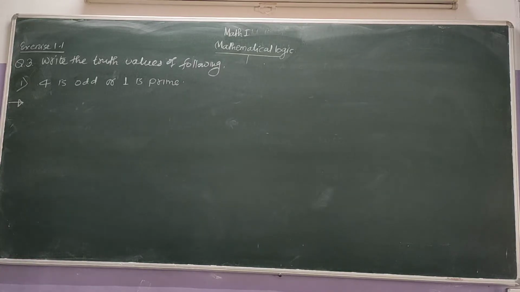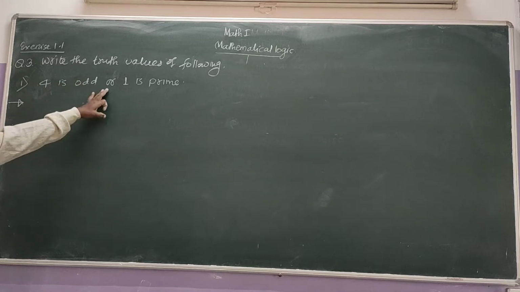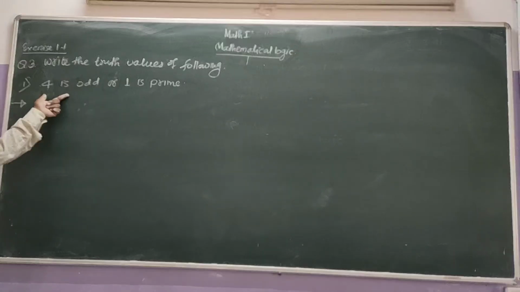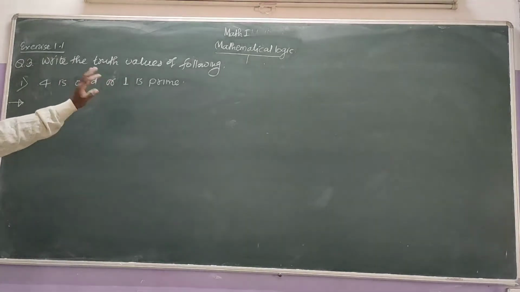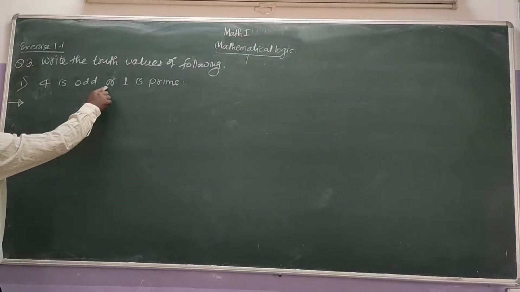Next question in exercise 1.1, that is the question number 3. Write the truth values of the following. The first example is: 4 is odd and 1 is prime. This is the compound statement joined by the connective "and". Therefore 4 is odd, 1 is prime, that is the two simple statements joined by the connective "and".